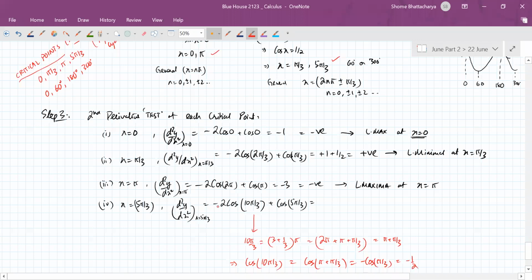So again, this will become minus half into minus 2. So that's 1 and half. So it's positive. So again, we will get a local minimum at x equal to 5 pi by 3.